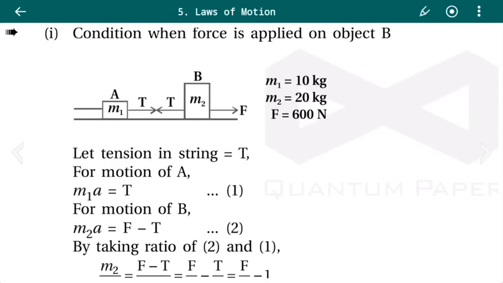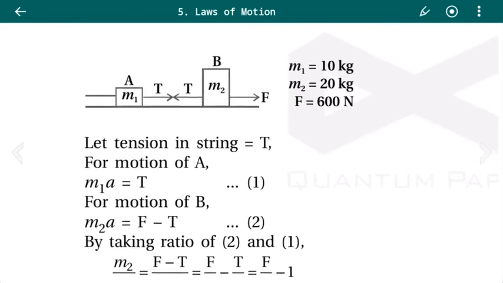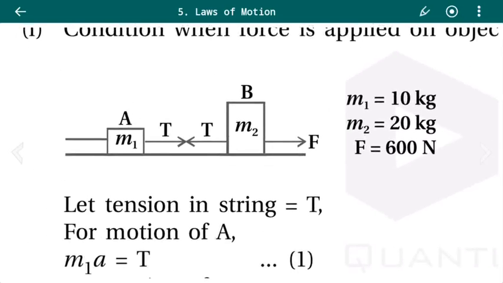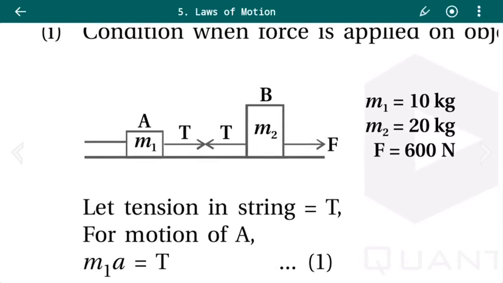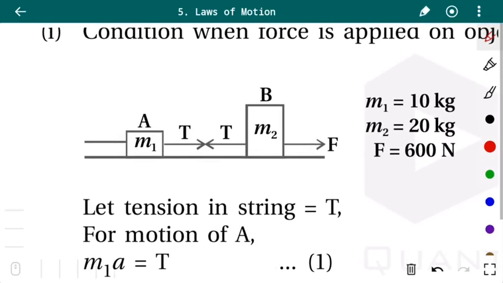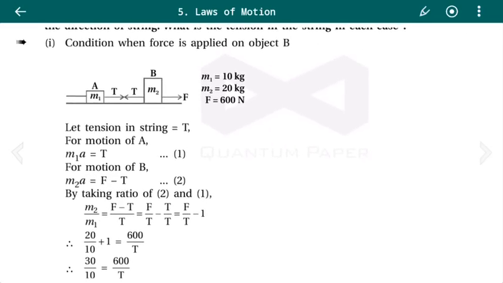For motion of A, M1A equals T, because here for object A, tension is in this direction as well as force is in this direction. So M1A equals T.